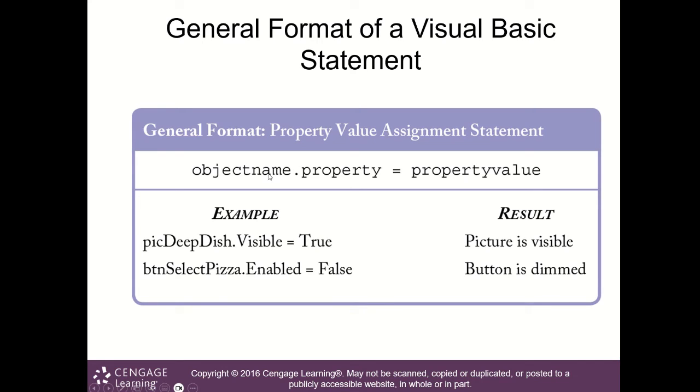So again, the general format of a Visual Basic statement is important because it's important for your quiz. You may expect to see some questions like this in the quiz. So basically you write the object name. Let us say pick pumpkin is an object. Then you write dot, the property, whatever property, such as enabled, equals the property value. The value is true or false. In this case, it may be different. So examples are written here.